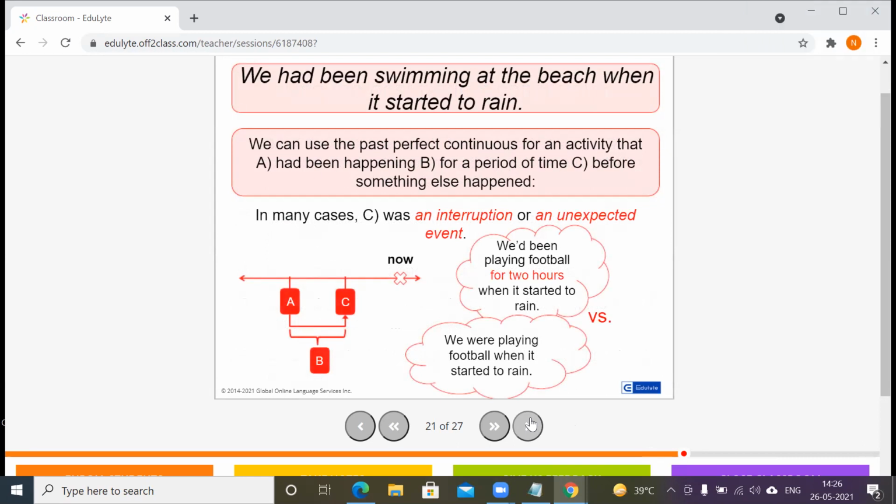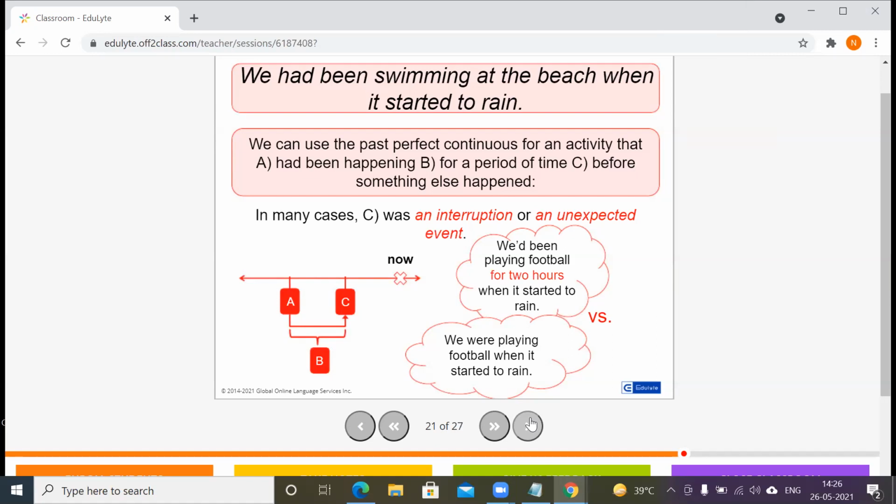We had been swimming at the beach when it started to rain. We can use the past perfect continuous for an activity that A, had been happening, B, for a period of time, C, before something else happened. In many cases, C was an interruption or an unexpected event.